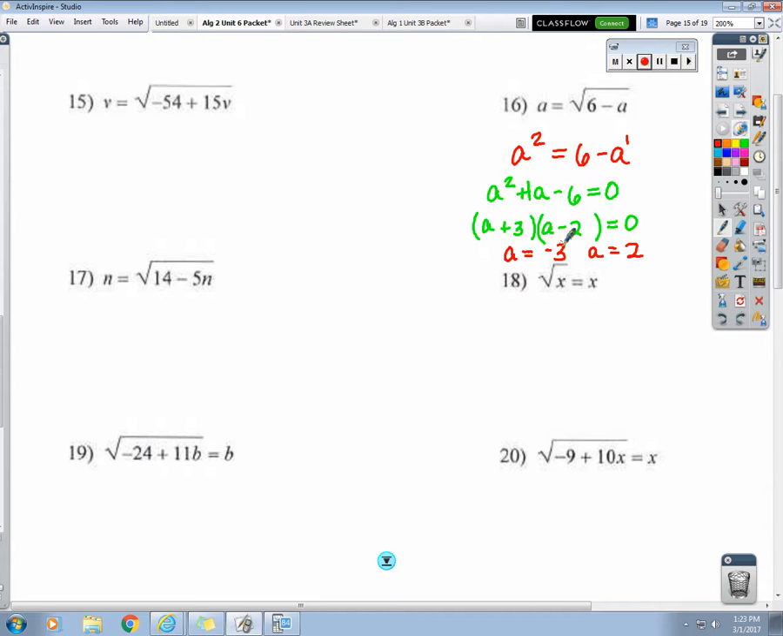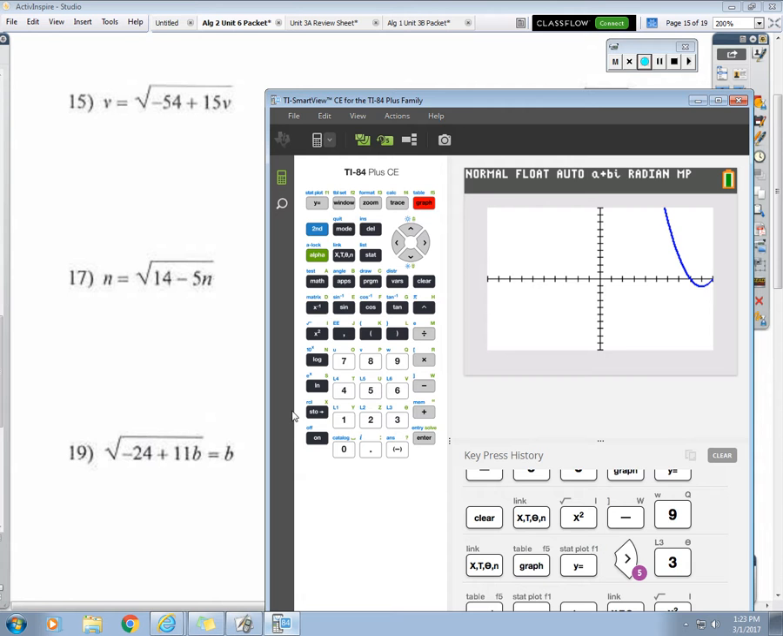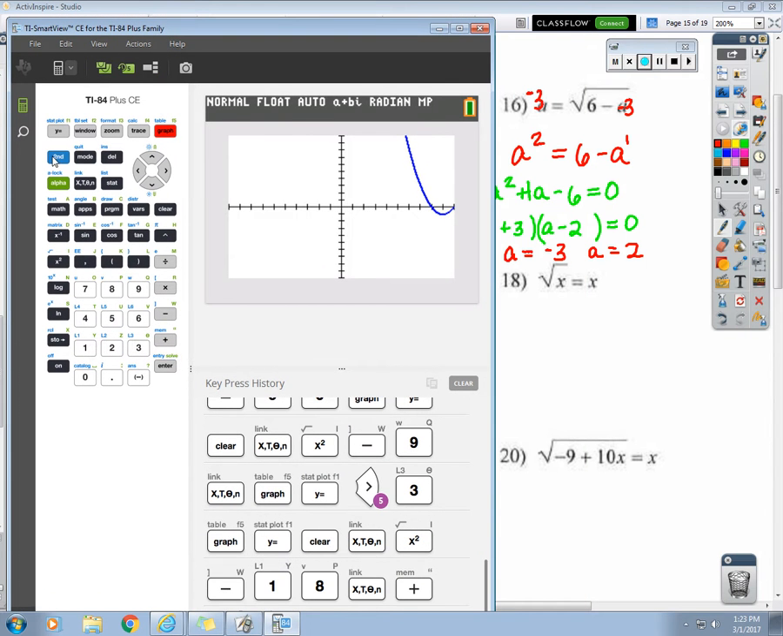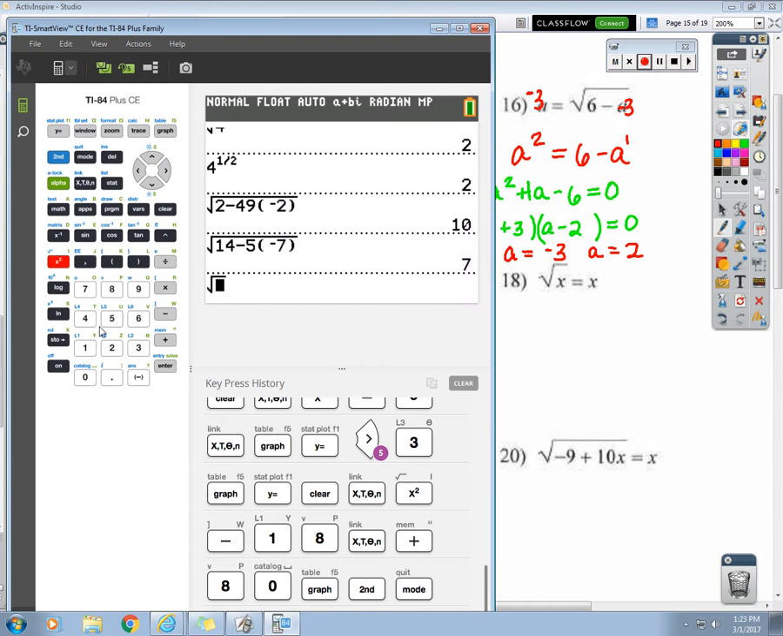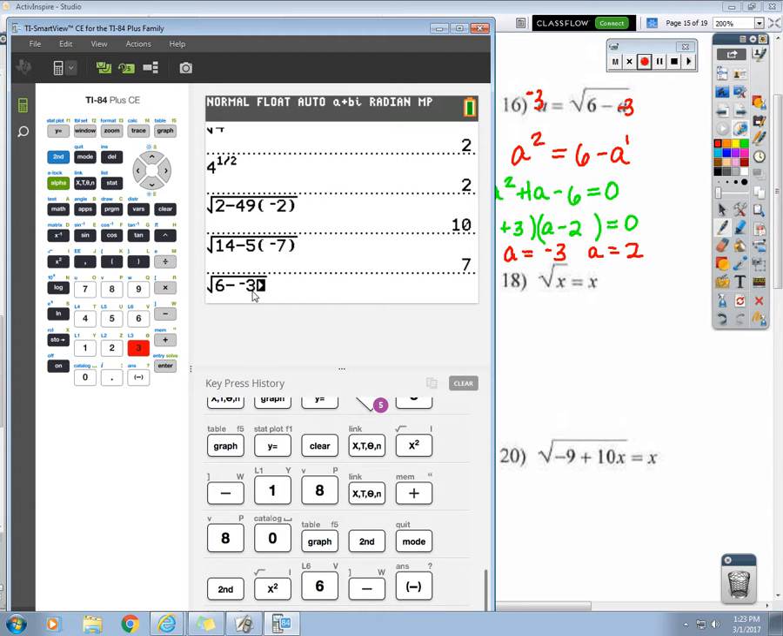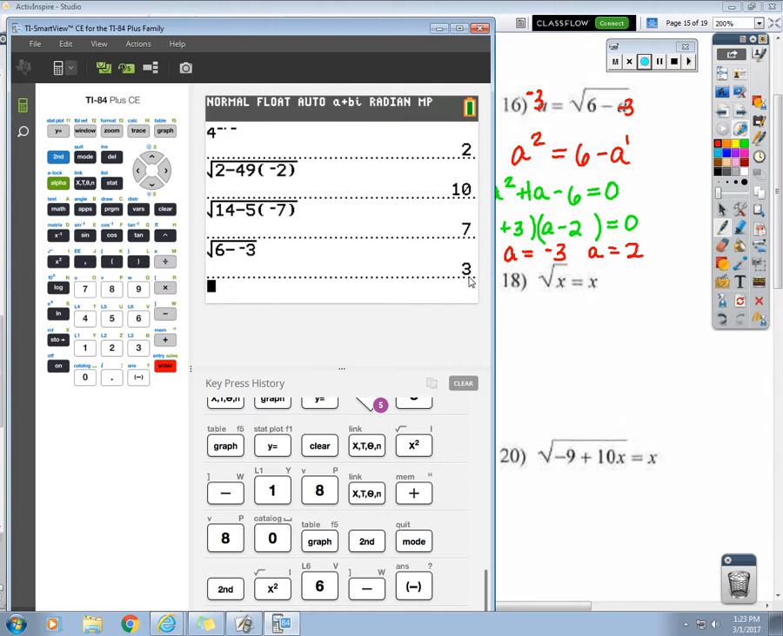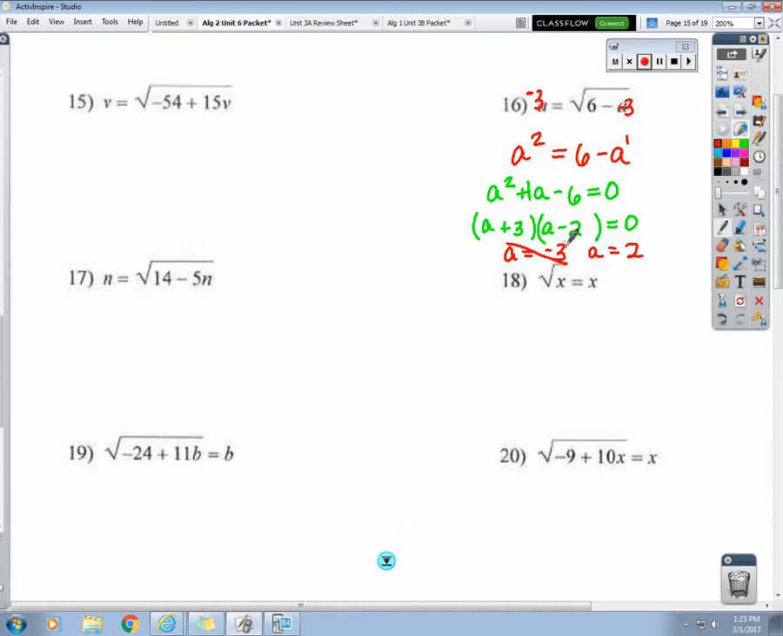Okay, so first let's start by doing the negative 3. If I put a negative 3 on this side, and I put a negative 3 in this side, in the a places, type in this, the square root of 6 minus negative 3. Right, when you type in a 6 minus and then a negative 3 in the a place and you hit enter, you get a positive 3, and it was supposed to equal a negative 3. So what do we call this negative 3? It's an extraneous solution.